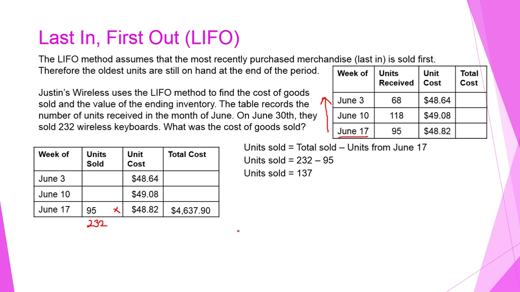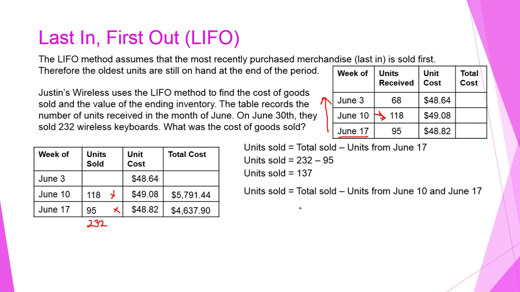So let's figure out how many we have left. So 232 minus 95 will give you 137. So now we look at June 10th. We have 118 from June 10th. That means all 118 were sold, giving us $5,791.44.